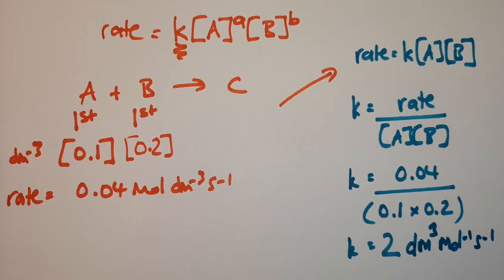Okay, so that is a way of calculating a relatively straightforward rate constant. In my next video, I'll look at more complicated ones and I'll give you some examples to try yourself.